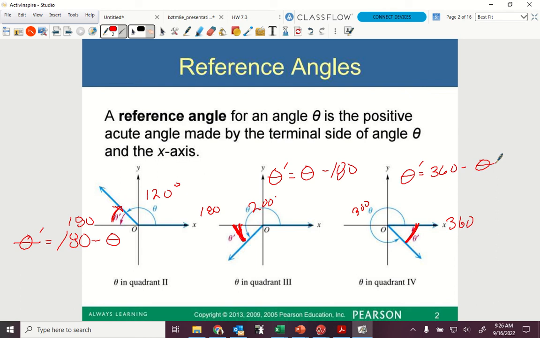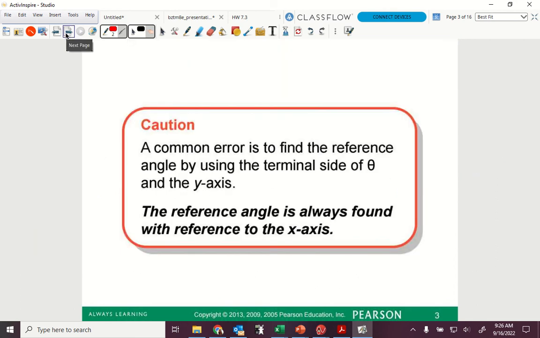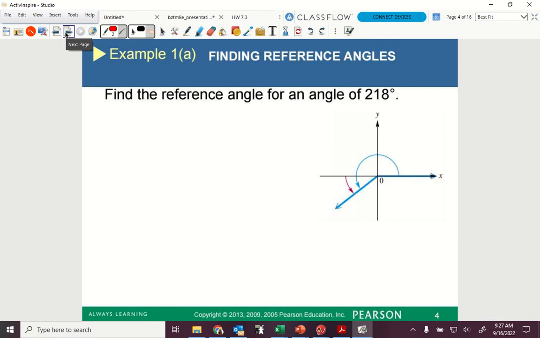So what we did right here is we made formulas for all these. So we made formulas to get reference angles on all these. Okay, reference angle is always found with reference to the x-axis. The shortest distance to the x-axis. That's what I'm looking for. Find the reference angle of 218 degrees. Okay.